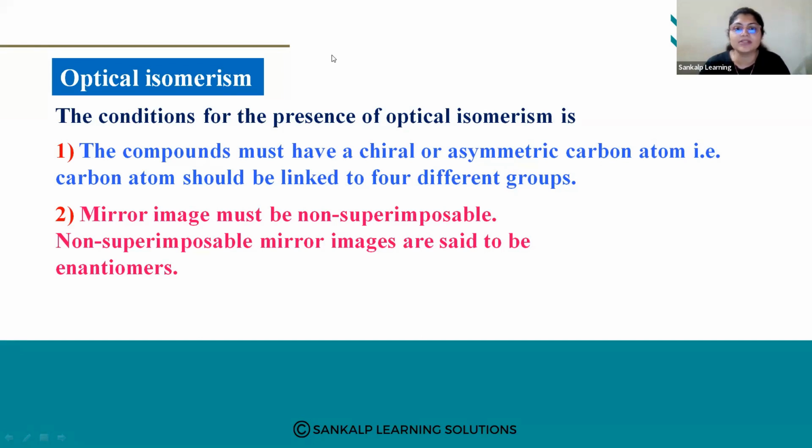Firstly, the compound must have a chiral or asymmetric center. What do you mean by a chiral or asymmetric carbon center? That means the central carbon atom should be linked to four different groups or atoms. If the carbon atom is linked to four different groups or atoms, then it is said to be chiral or asymmetric carbon. So this is the first condition for the compound to show optical isomerism.